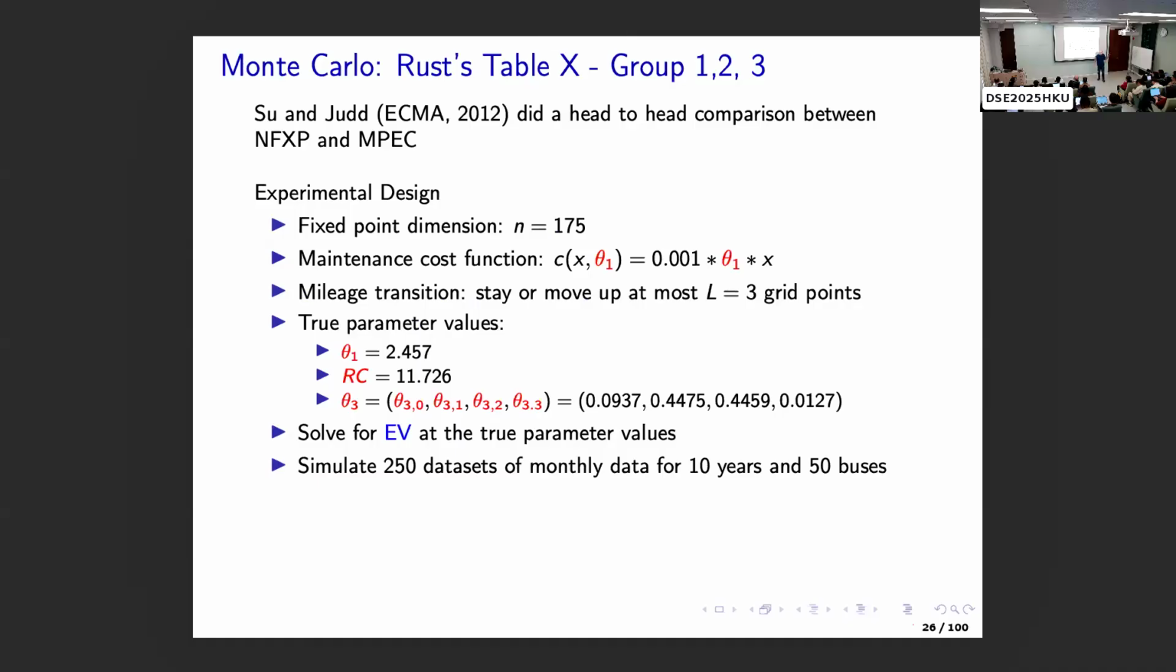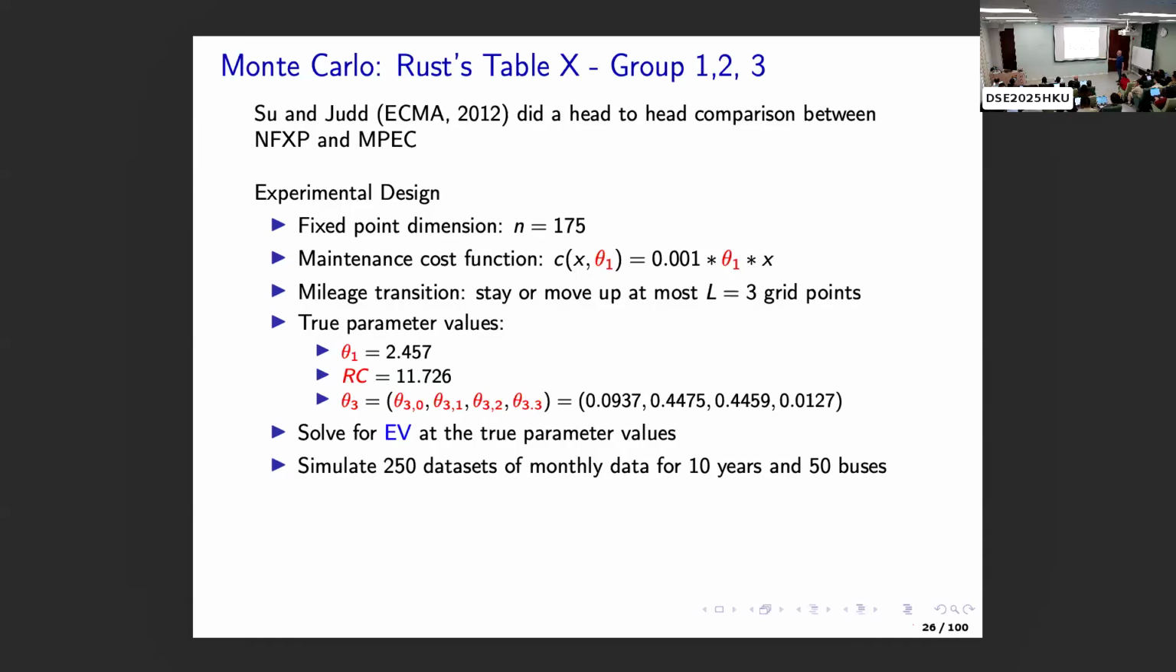Anyways, they did a little Monte Carlo based on the Rust bus engine replacement problem to make a head-to-head comparison between NFXP and MPEC. Because you might ask, these are two ways to attack the same problem. Both are going to give us maximum likelihood estimates. And it just sounds appealing that you don't have to repeatedly solve all these fixed point problems, right? These constraints just have to hold at the end.